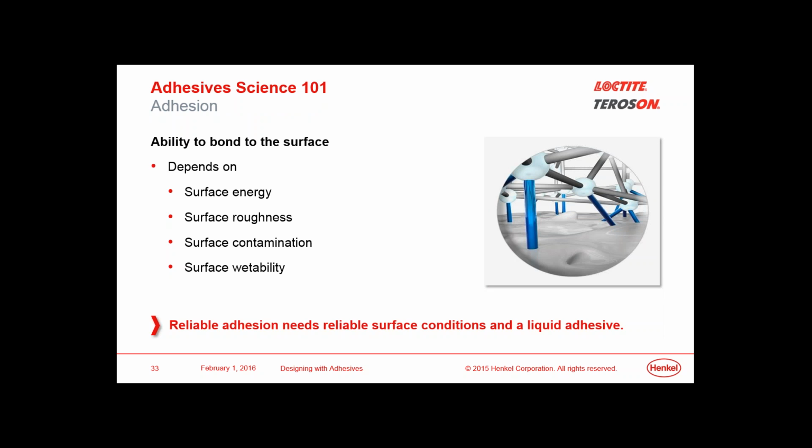So, surface energy: most metals are pretty easy to bond to. We bond well to a variety of plastics, but there are certain plastics that have lower surface energy, like polyolefins, polyethylene, polypropylene. Those are more slick surfaces. So with those, you often need to treat them before you bond, either with a plasma or some type of primer, etc.